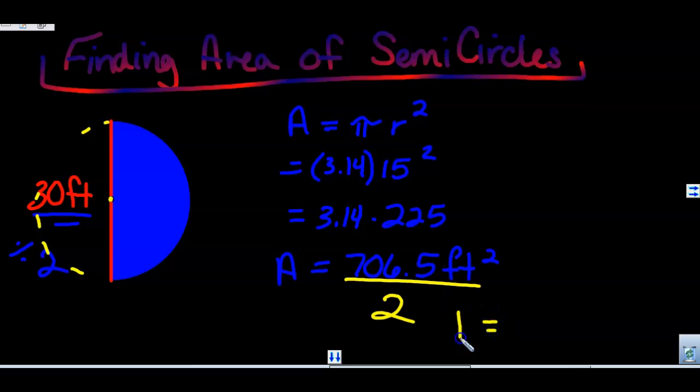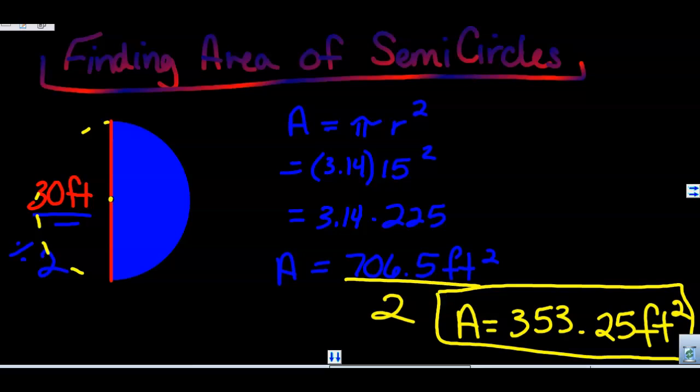And our area of this semicircle is 353 and 25/100 feet squared.